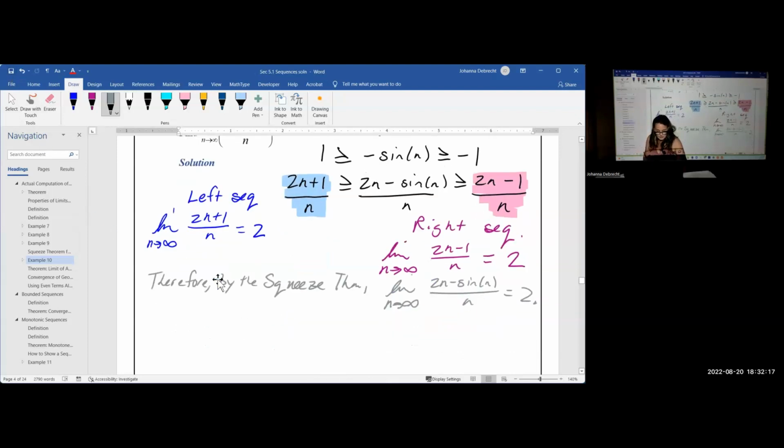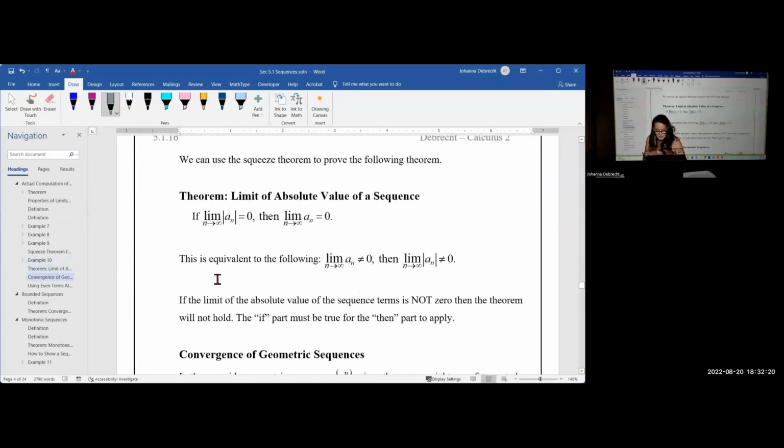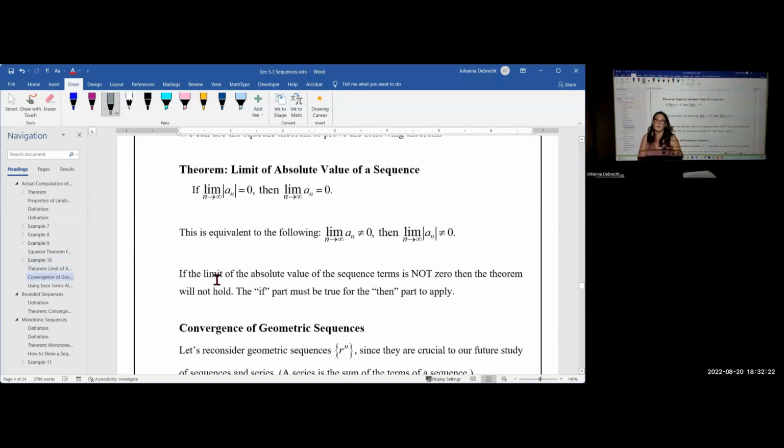Now let's take a look at the next theorem that we have here. We have a little bit more to do, and then we're going to take a break and we'll do the rest of it in another video. But we have a little bit more we want to talk about.